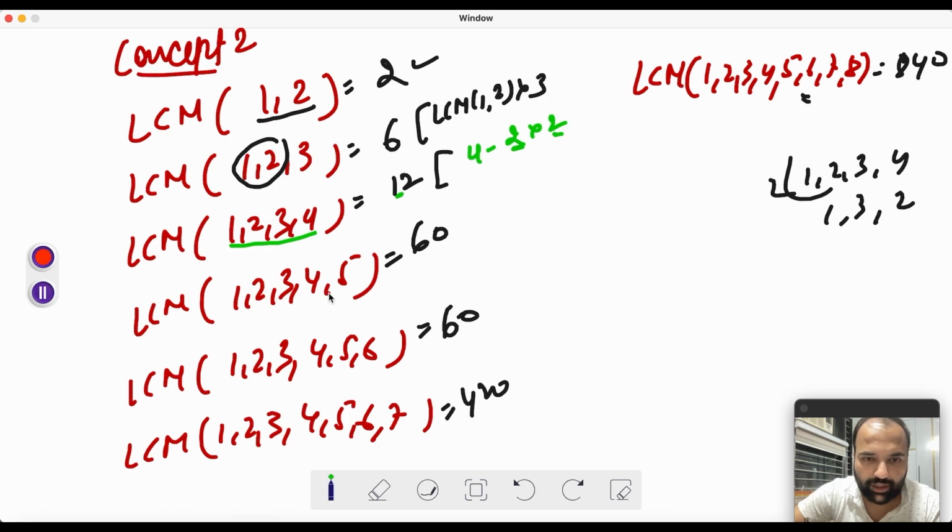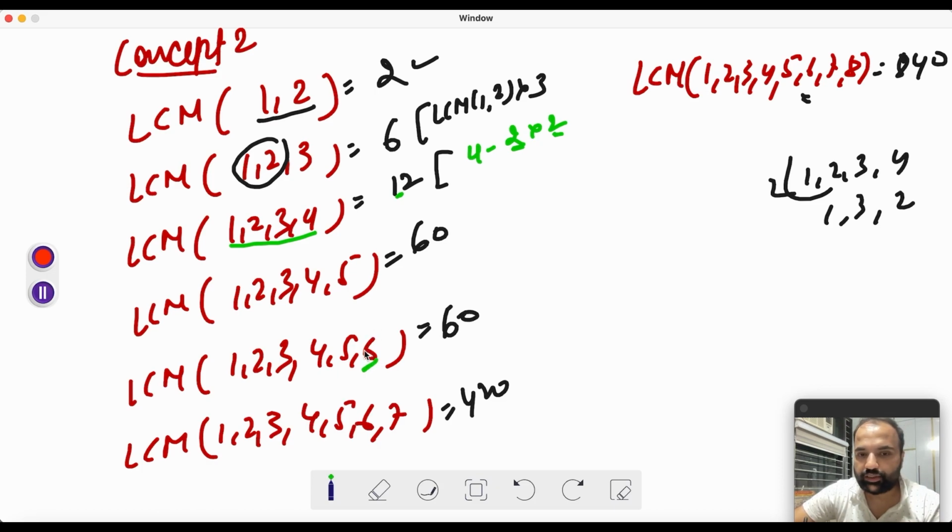Now again over here, 5 has not been in this series 1, 2, 3, 4. So we are adding 5 in this series, so we are multiplying by 5. So 12 into 5 is 60. Now again you may ask, then why is it 60 over here? It's very simple. Again, look over here. What are we adding over here? We are adding 6 over here.